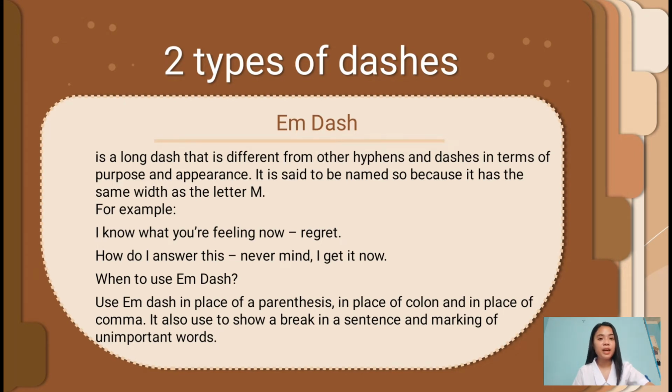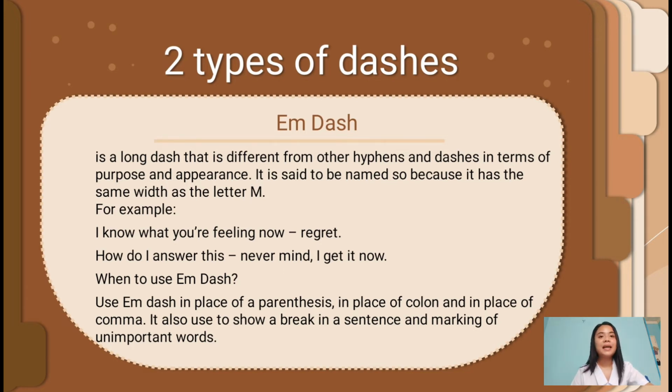We have the M dash and N dash. So we will tackle M dash first. So M dash is a long dash that is different from other hyphens and dashes in terms of purpose and appearance. It is said to be named so because it has the same width as the letter M. So the word M is actually a typographical unit of measurement. It indicates that the width of a printed matter is equal to its point size or height.